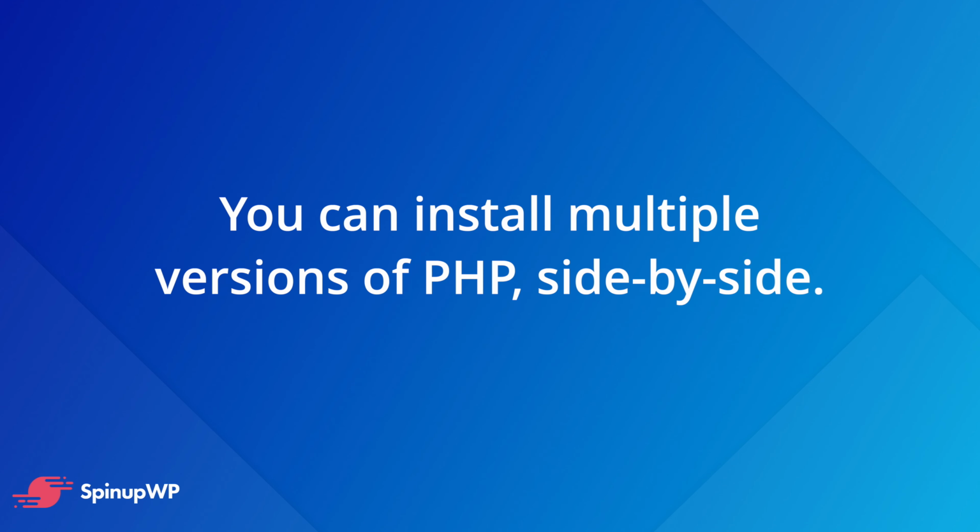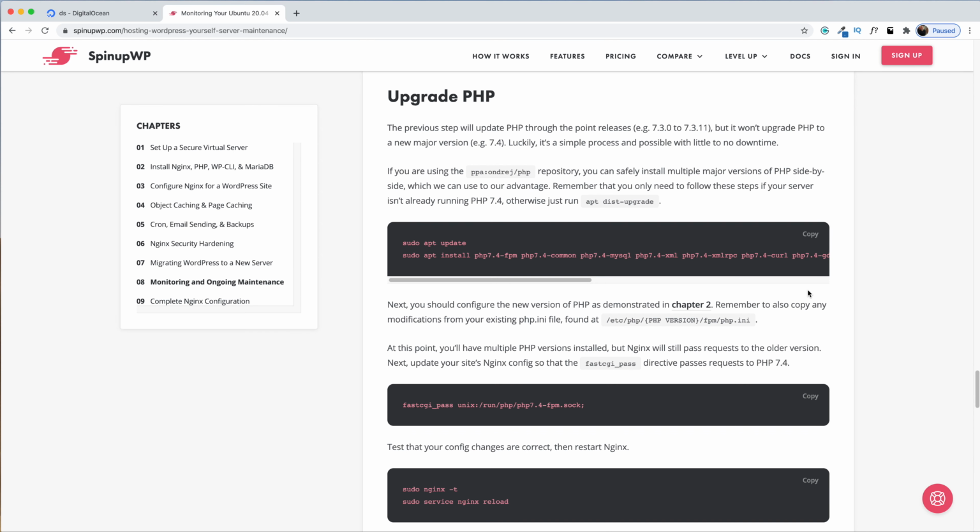If you're using Andre's PHP repository that we set up earlier in this series, you can safely install multiple major versions of PHP side by side, which we can use to our advantage. Now remember, in this series, we already set up PHP 7.4, so you don't need to do this if you've been following along. But if you have an older version of PHP and you want to upgrade, you can head over to the written version of the guide, and the command is right here.